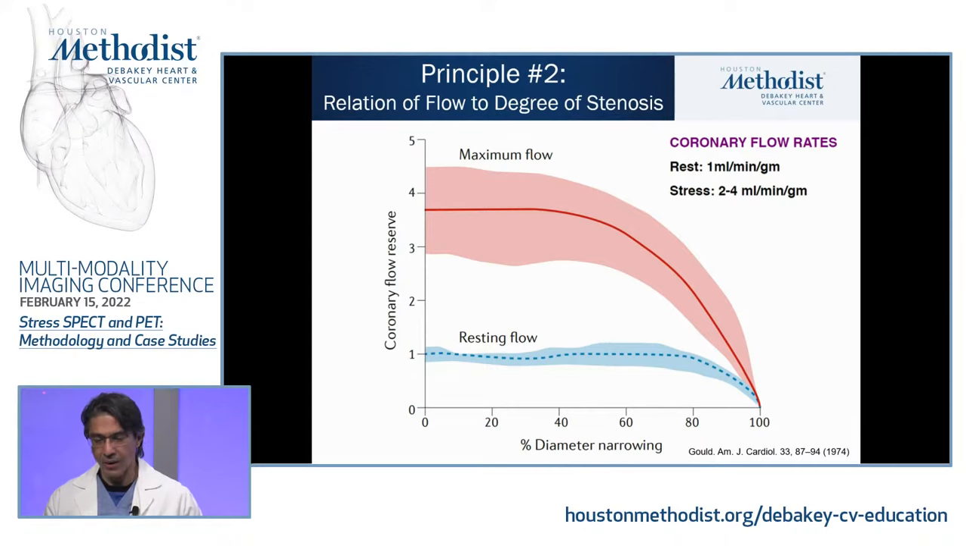So let's begin. Why is it important to exercise? This is really data from Gould, which will hopefully help you understand this better. You can see here that at resting conditions without stress, coronary flow does not start decreasing until the lesion is very severe, maybe 90% or greater. However, when you perform stress imaging and you have maximal flow, you can see the curve starts to bend at around a 50-60% lesion. So you start seeing a decrease in flow at a much earlier stenosis severity. And this is really why we need to perform stress imaging. It's the ability to visualize a difference in perfusion between the stress state and the resting state.